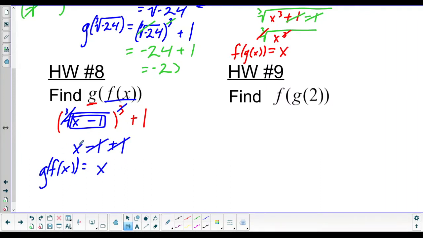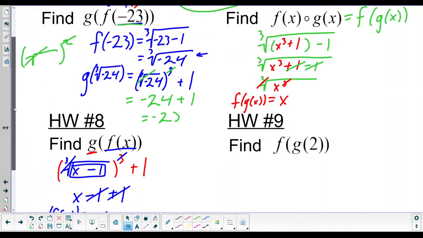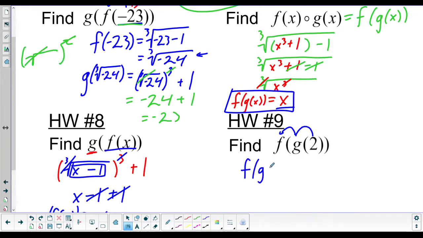So because we know this, because we know that the composition of f of g of x is equal to x, instead of going through all the trouble of plugging 2 into g and then 2 into f, we can use this answer right now. If f of g of x equals x, then if we plug 2 into this x, that must mean that our answer here is 2.